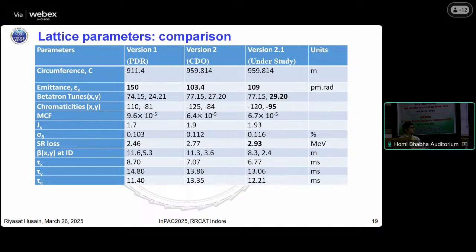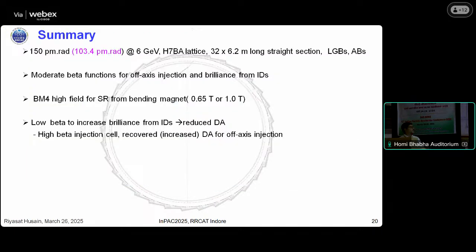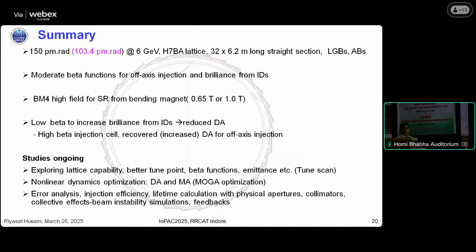And we have already improved this lattice version from this to this, and we are better off in terms of the performance. And in summary, I will say that the design parameter which we have is 150 picometer rad. Now we have already achieved close to 100 picometer rad, consisting of very advanced dipole profiles in the lattice. And we have increased the magnetic field from 0.6 to 1 Tesla to increase the SR characteristics from the dipole magnet. And we have already achieved sufficient dynamic aperture for off-axis injection. And these are the studies which are in progress.